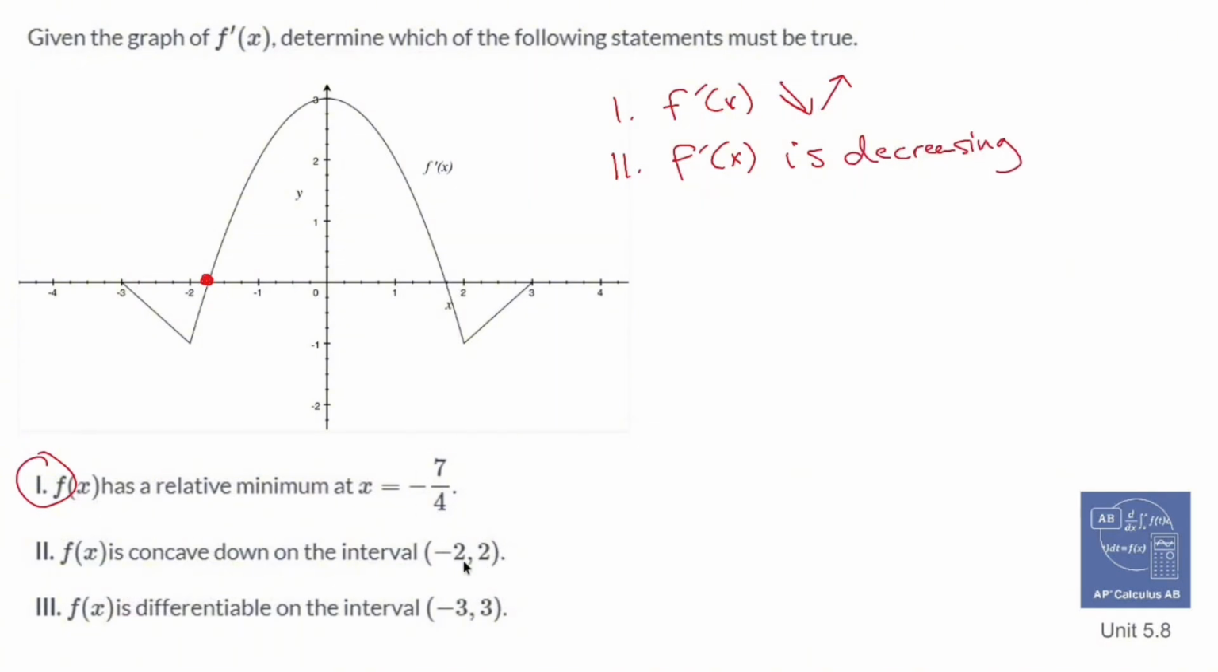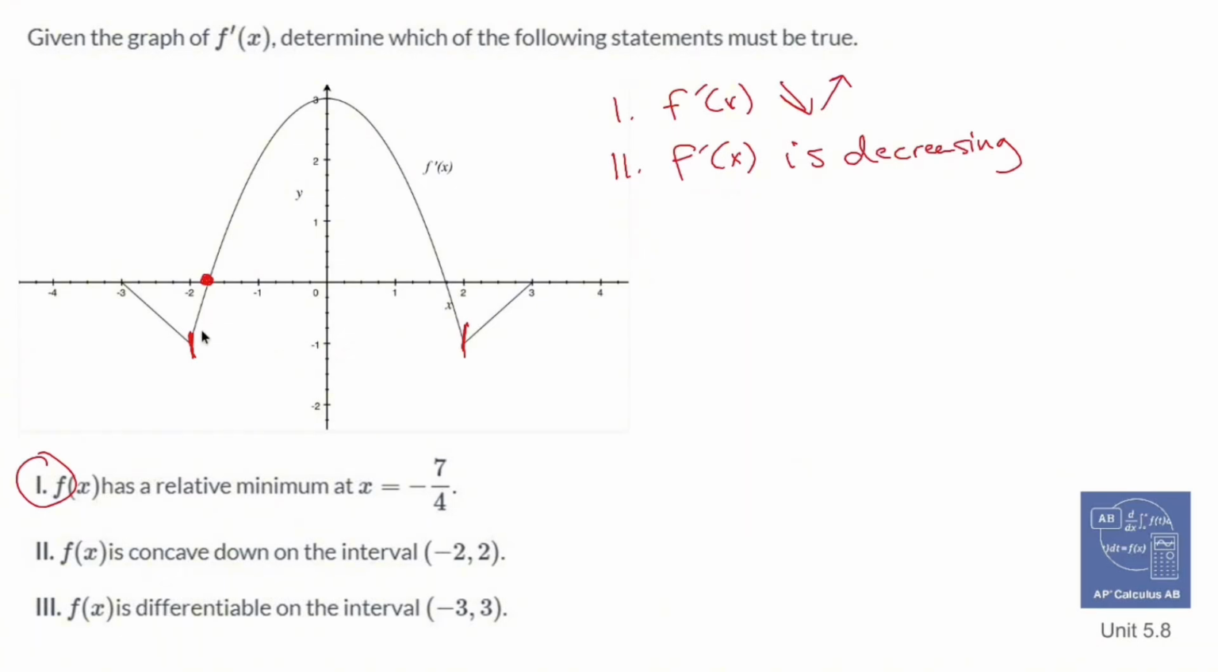At negative 2, 2. So here's negative 2. There is no negative 2, 2. Oh, it's talking about this guy. It's talking about the interval. It's talking about the interval negative 2, 2.